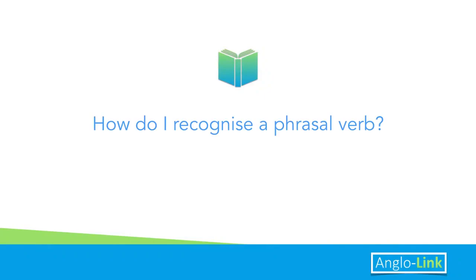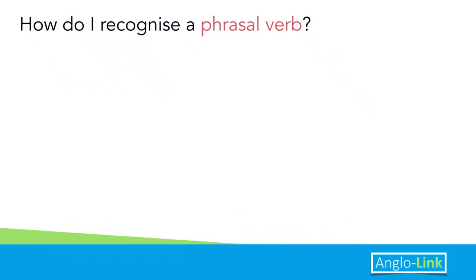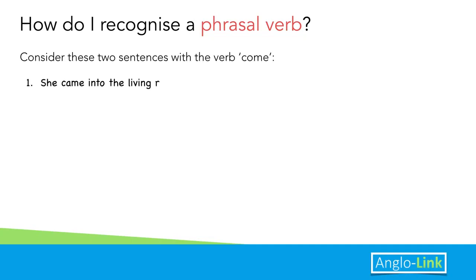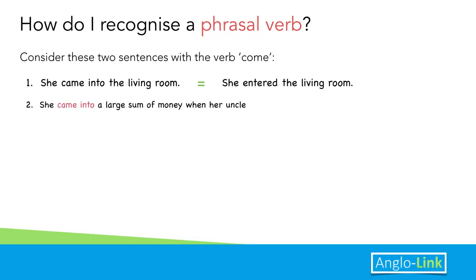So, how do we recognize a phrasal verb? Consider these two sentences with the verb come. First sentence, she came into the living room, which means she entered the living room. Second sentence, she came into a large sum of money when her uncle died, which means she inherited a large sum of money.